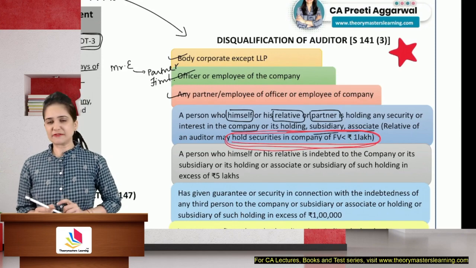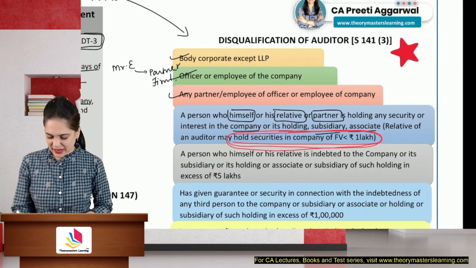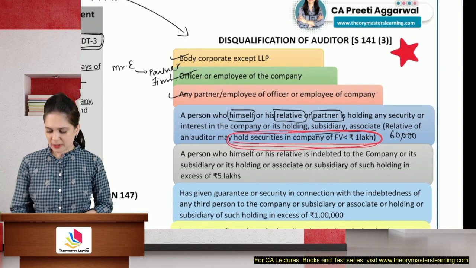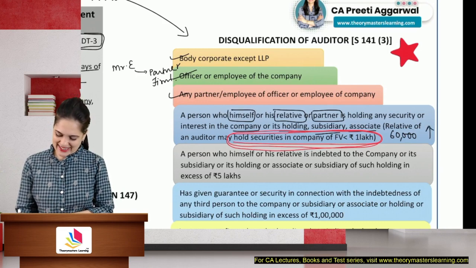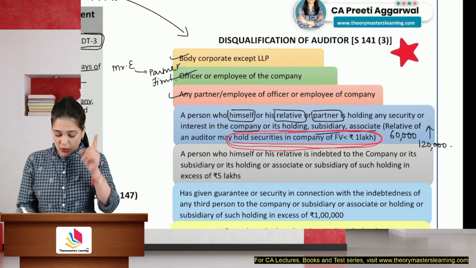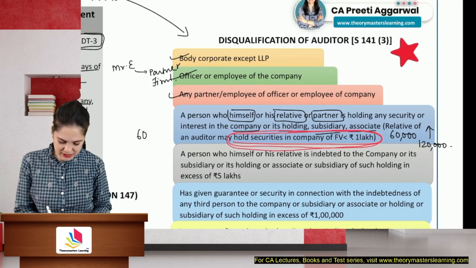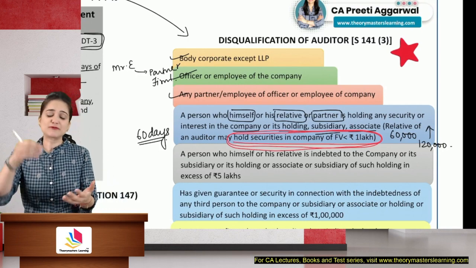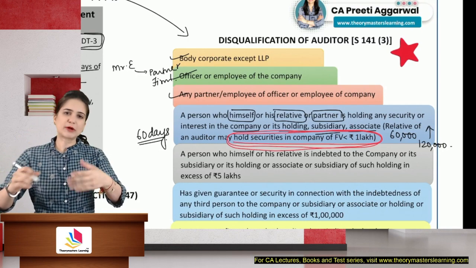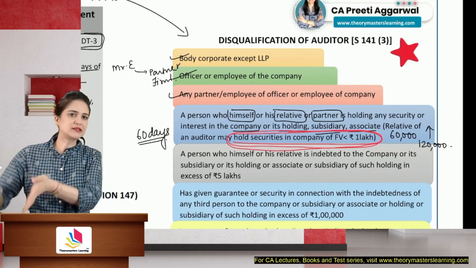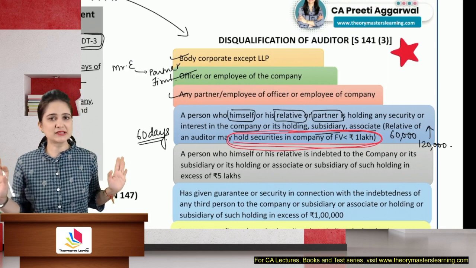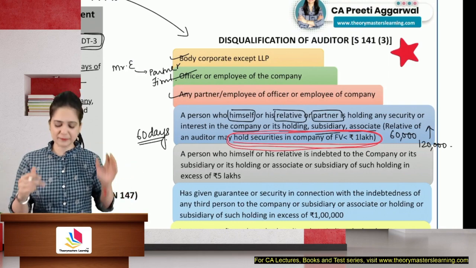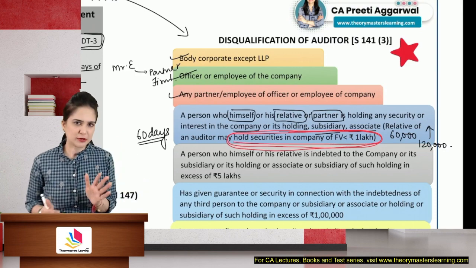Now in this case, what if at the time of appointment, my relative held only securities worth 60,000 rupees. So I was appointed as an auditor. Later on, he purchased more securities and now his holding is 1,20,000. The auditor will have to remedy this defect in 60 days. I will have to tell him, relative, because of you, I will be disqualified. Please sell or transfer these securities, remedy this defect in 60 days, else you will be disqualified from being appointed as an auditor of the company, and that will create a casual vacancy.